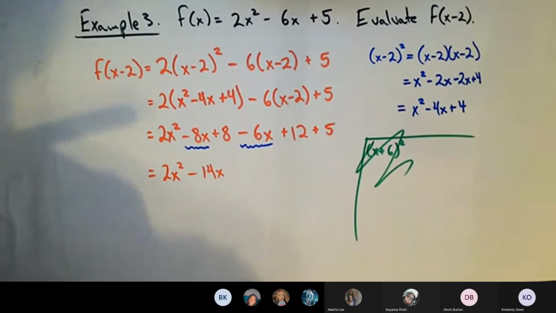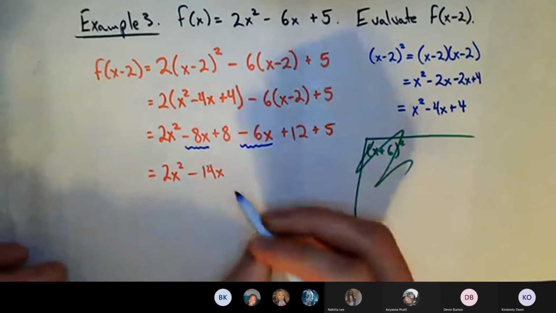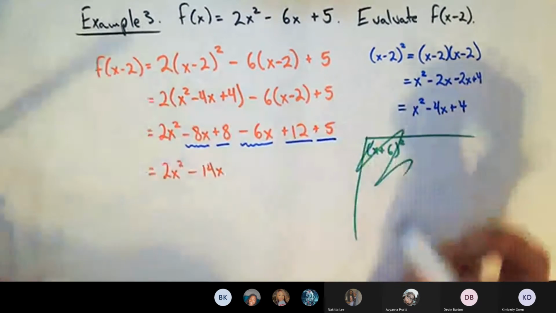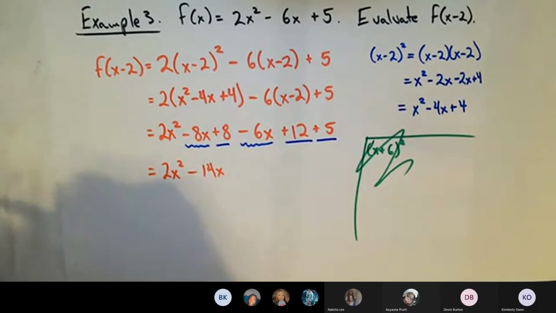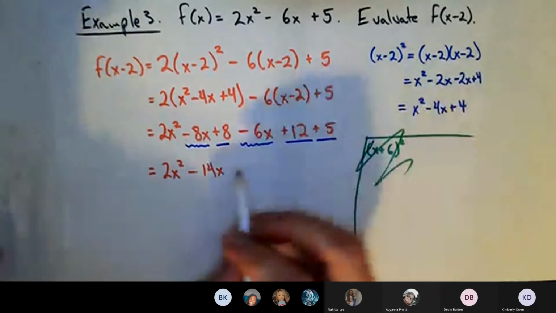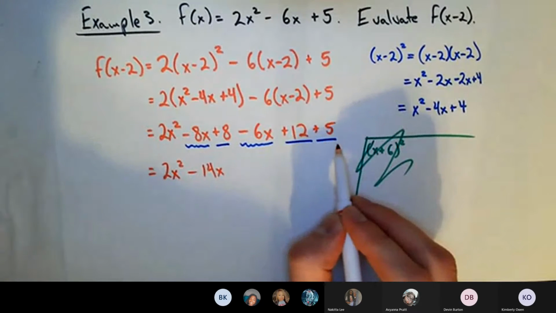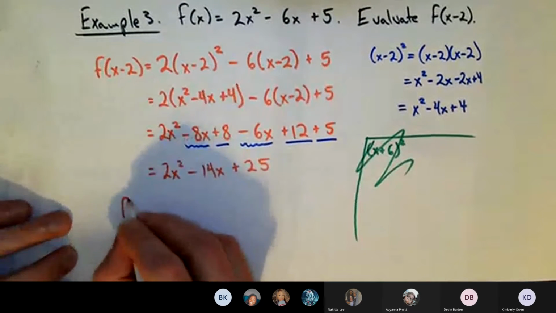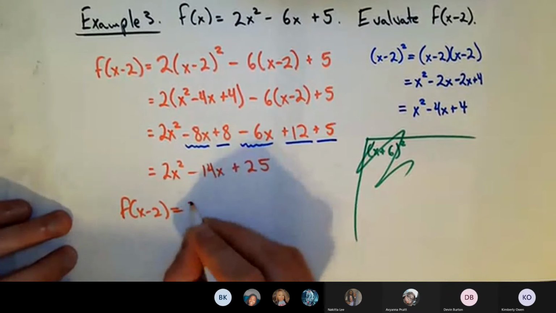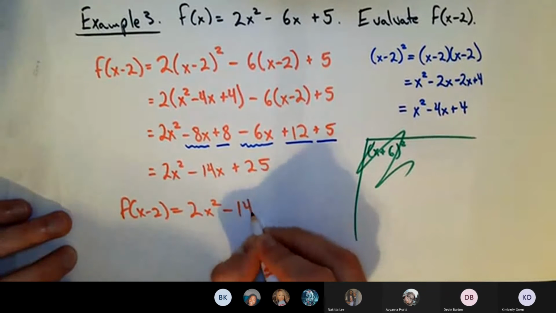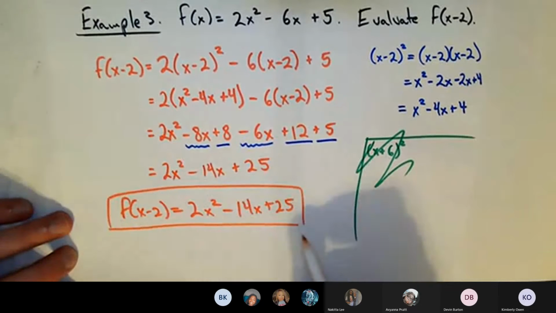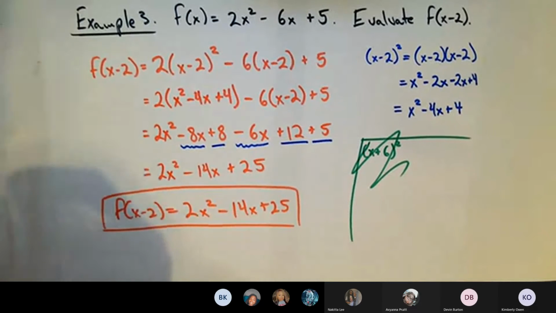And then I've got a bunch of constant terms to combine. I've got a positive 8, I've got a positive 12, and I've got a positive 5, which is going to be 8 plus 12 is 20 plus 5 is 25. That's the answer. So the final answer, f of x minus 2 is equal to 2x squared minus 14x plus 25. There we go.